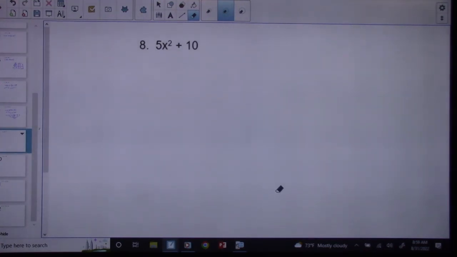And so what kind of factoring can you, whose paper is this? This one. It's right here. All right. Is that yours? All right. So what factoring can we do at number 8?